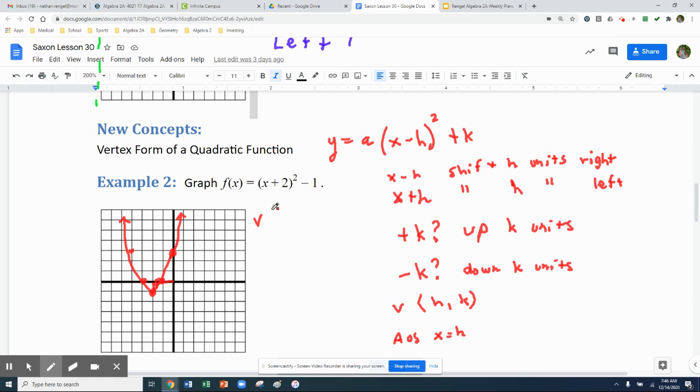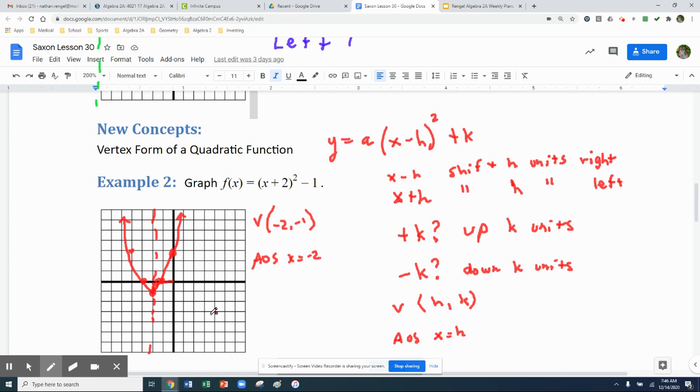And it doesn't ask us, but our vertex would be -2, -1. And then our axis of symmetry is going to be x is equal to -2, because that's going to be right where that graph splits right down the middle here. So that's what we're practicing in day 1.